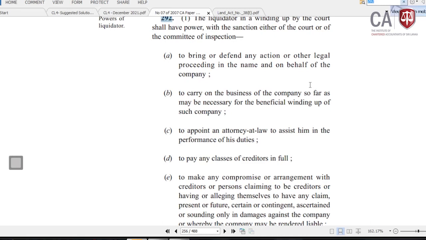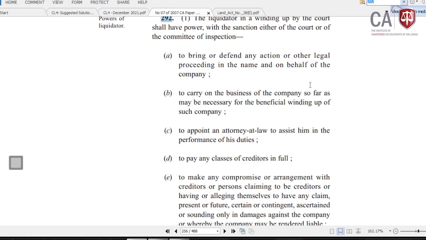So due to the current situation, if the company has defaulted some payments, then they would have already filed action. Now a liquidator has been appointed, so it is the duty of the liquidator to bring or defend any action or other legal proceedings in the name and on behalf of the company. So now the board of directors have no powers. They become nominal figures.